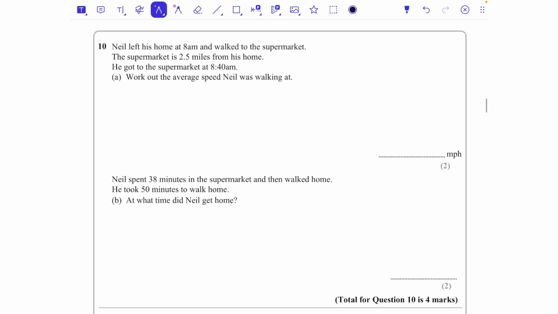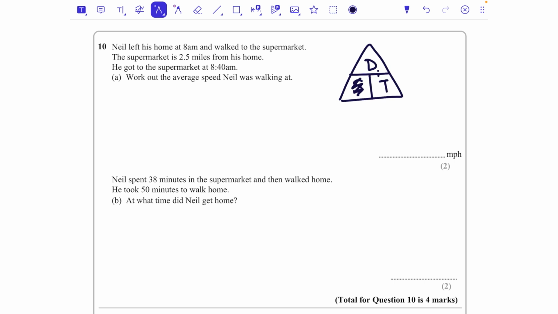Question number 10. Neil left his home at 8 a.m. and walked to the supermarket. The supermarket is 2.5 miles from his home. He got to the supermarket at 8:40 a.m. Work out the average speed Neil was walking at. So we've got speed, distance, time for this. And if we want the speed, cover that up. It's going to be distance divided by time.